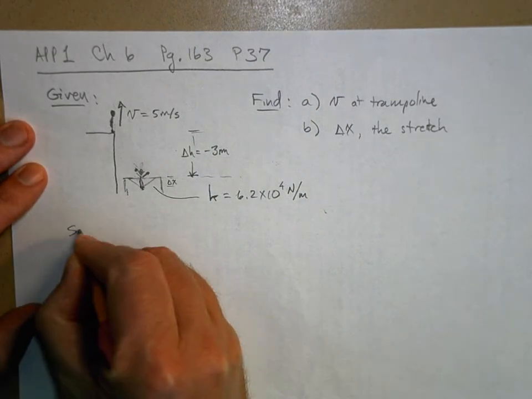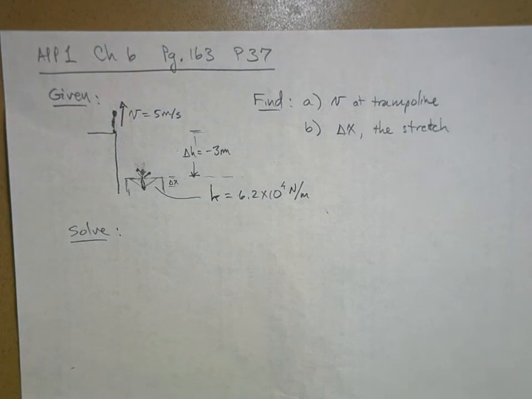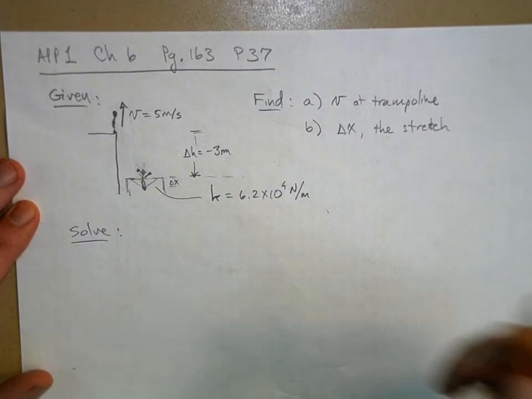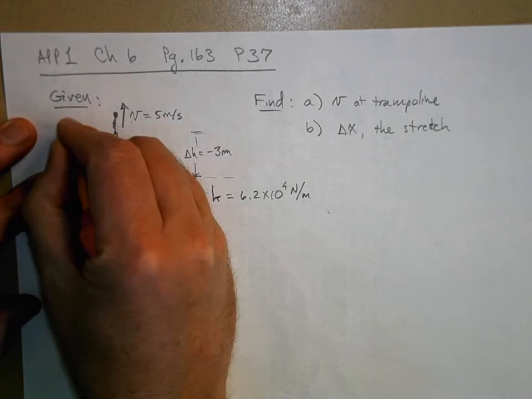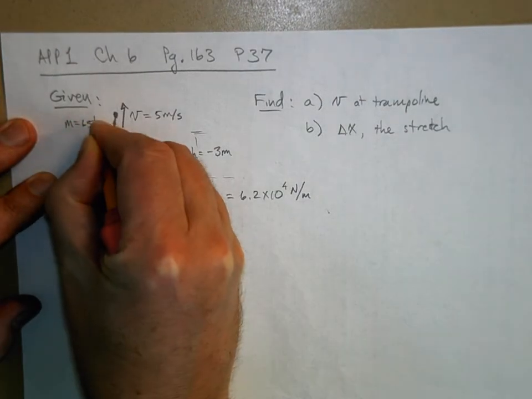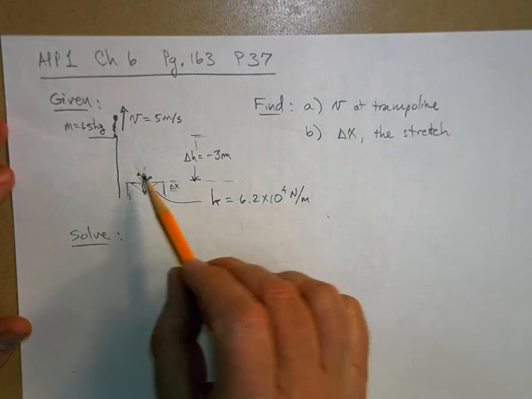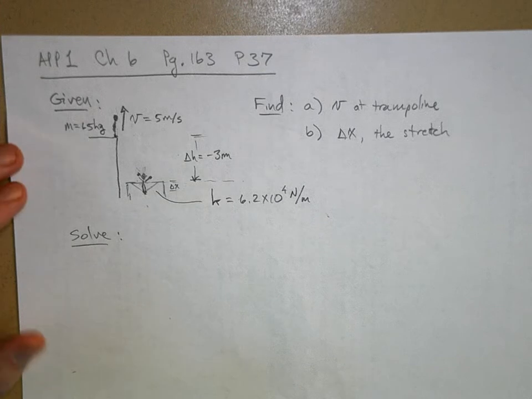So let's solve it. And this is an energy problem. When I look at a problem, I say, okay, is this an energy problem? Look what's happening. Somebody's jumping up. They have kinetic energy. They did give the mass of the person, didn't they? I didn't write it down. 65 kilograms. Now you don't need that to figure out the velocity, but you will need it to figure out the stretch of the trampoline spring.